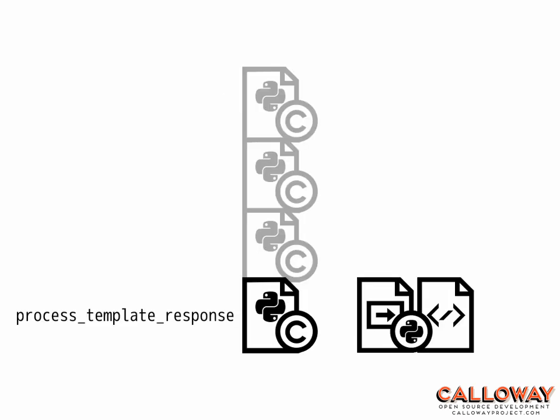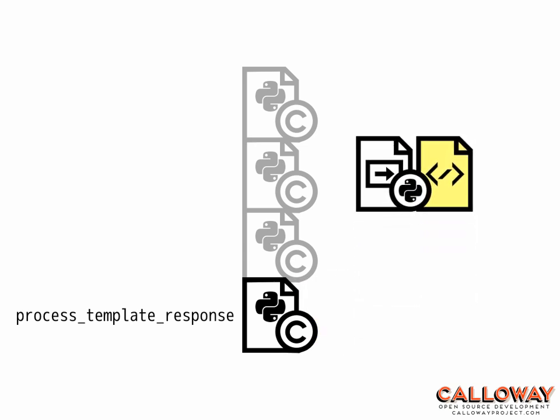If the HTTP response object returned by the view has a render method, like the template response does, Django calls the process template response method for each middleware class in reverse order. The middleware can alter the context data or the template. It can return its own HTTP response as well.